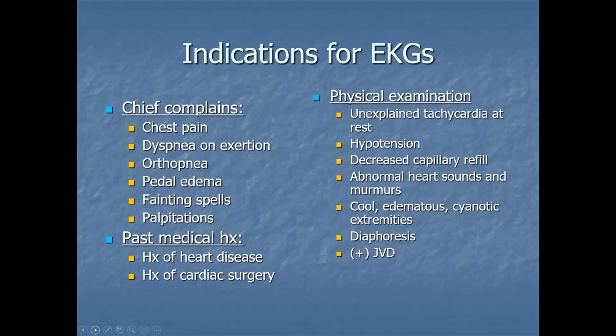So when, for instance, a fainting spell could not be explained by another cause. Somebody was severely dehydrated, or there was some severe emotional trauma. If it's not explained by that, then the patient may well be a candidate for an ECG. Past medical history, if it includes heart disease or cardiac surgery or cardiac dysfunction of some major sort. And then if the physical exam reveals certain things: decreased capillary refill, jugular venous distension, diaphoresis, or a bundle of things, for instance, chest pain and diaphoresis. So these are not mutually exclusive, but rather, if they have, if you will, a bundle or a montage of these findings.